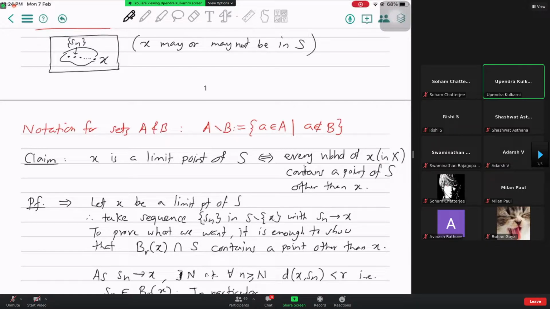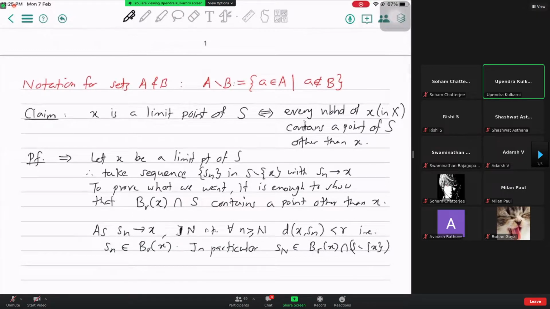In particular, S capital N is in the intersection S minus X. So why do I get that this point is other than X? By how you defined Sn. Right, because by definition of limit point, all of those Sn were different from X. So this is the thing. All right, so the proof is not particularly exciting, but we still wrote it down in complete detail.